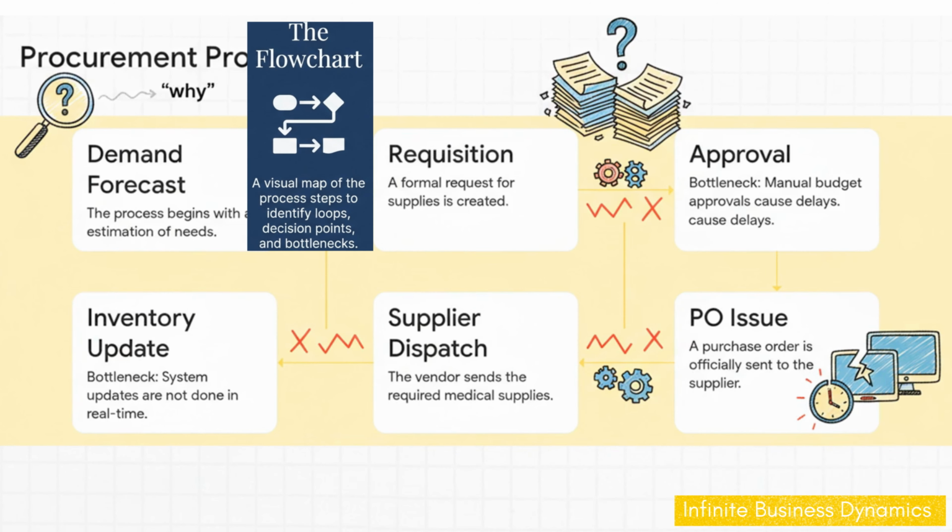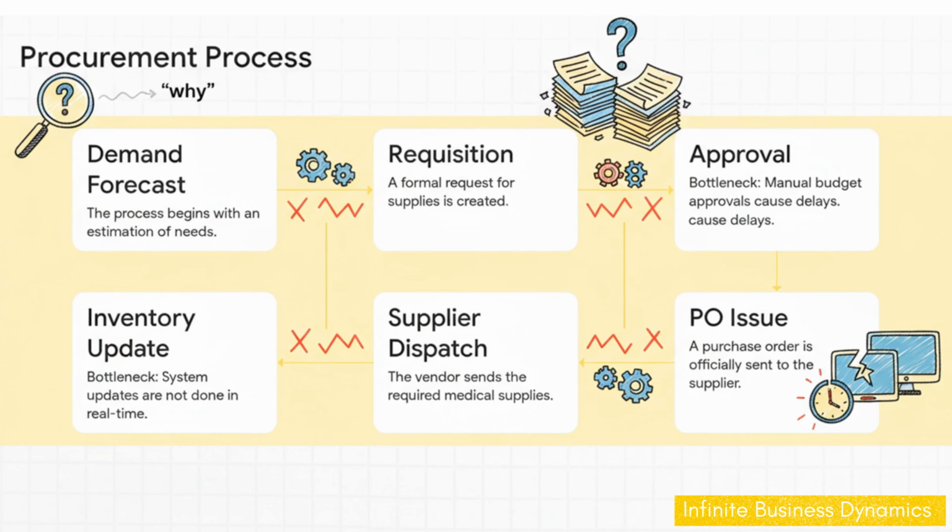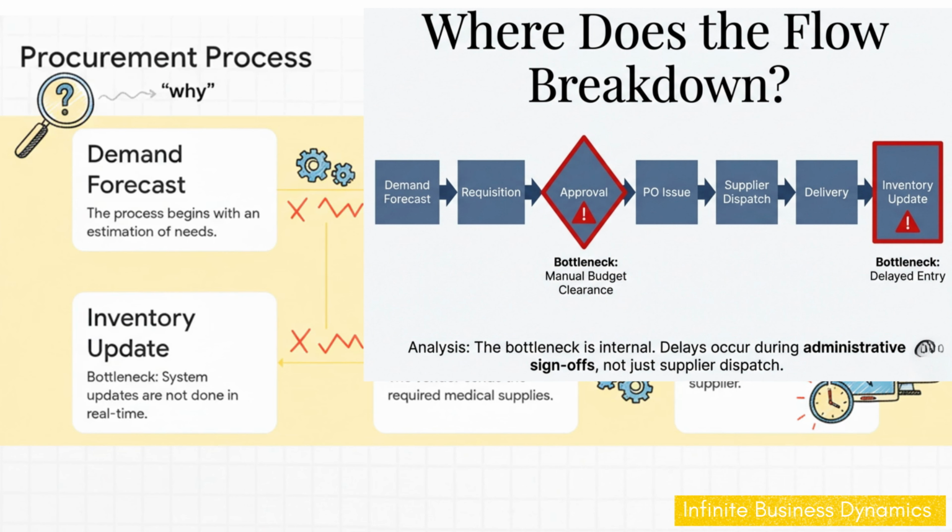This is a flowchart of the hospital's procurement process. And by visualizing every single step, the team could immediately see where things were breaking down. The slow, manual approvals and the lag time in updating the inventory system were creating these massive bottlenecks. The whole system was getting jammed up.